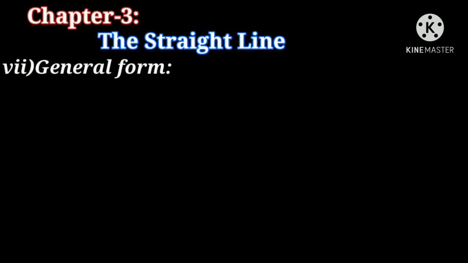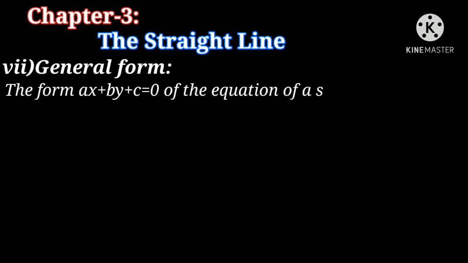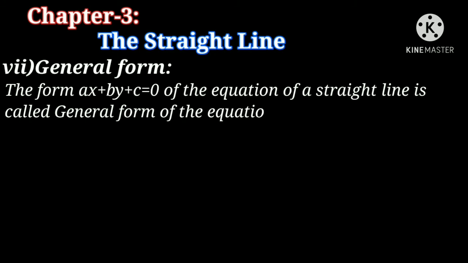Next, general form of the straight line. The form ax plus by plus c equal to 0 of the equation of a straight line is called the general form of the equation of a line.